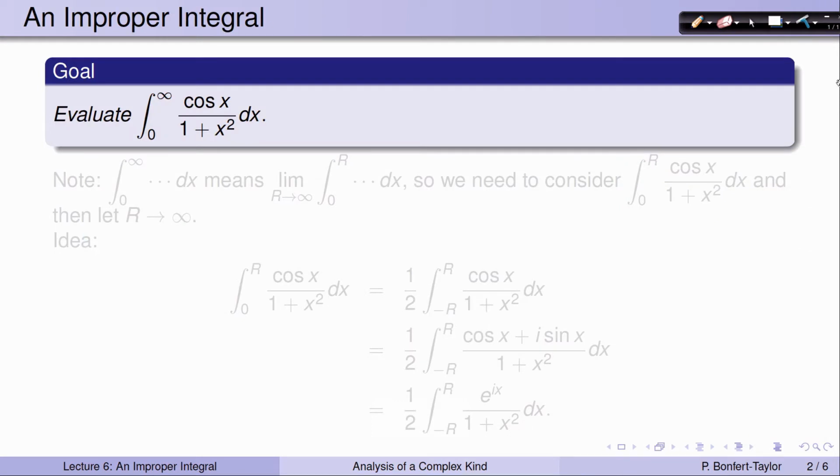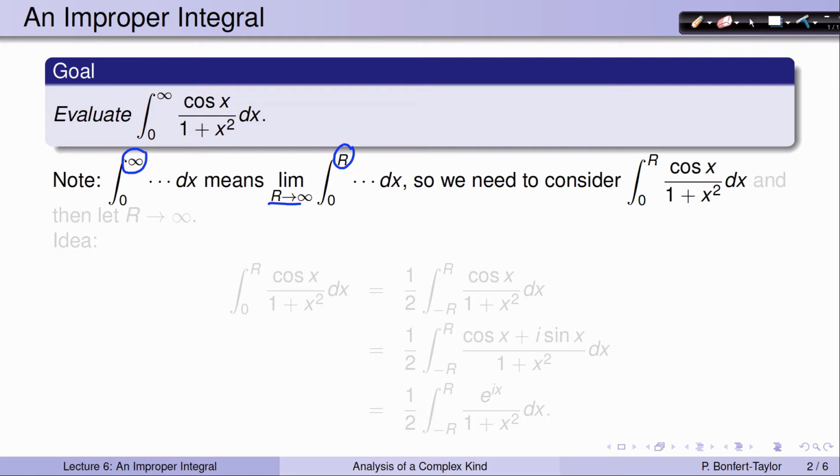Here's the integral we want to evaluate, the integral from 0 to infinity of cosine x over 1 plus x squared dx. You can try all kinds of substitutions and techniques you know from calculus, but it's really, really hard to crack this integral. Let me quickly explain what all this notation means. First of all, when we write the integral from 0 to infinity, what that really means is we're taking the integral from 0 to R, where R is some large number, and we're letting R go to infinity.